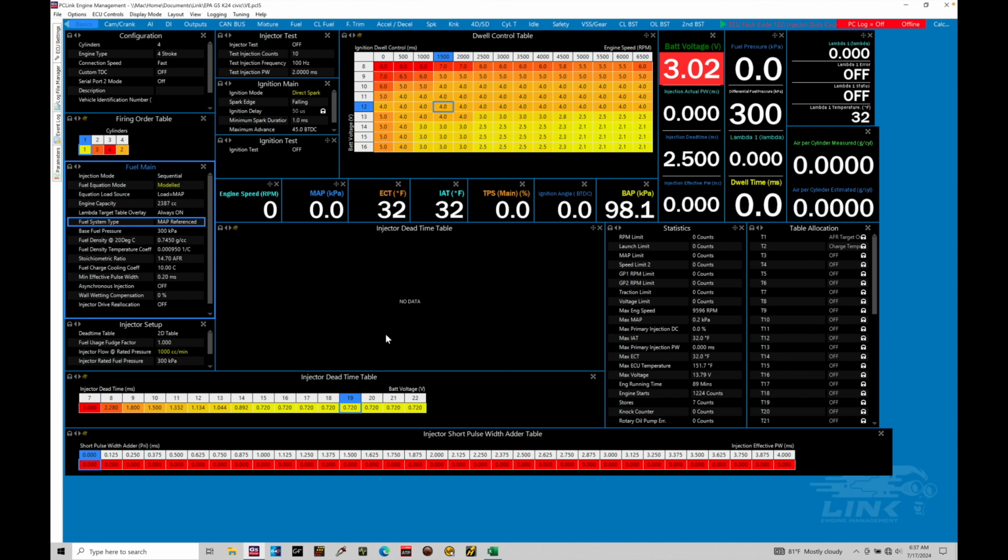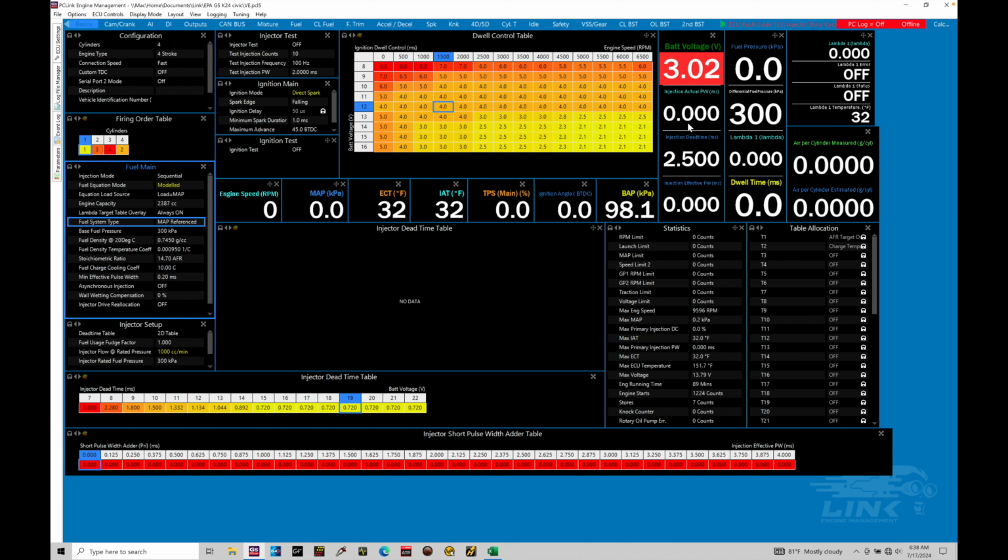Then we add our injector latency or dead time to the base pulse width coming from our dead time table. This can either be in a 2-dimensional or 3-dimensional format. We specify that right here. That's going to be our dead time. What we're left with is the injection actual pulse width. This is the total pulse width that we're sending to the fuel injector for it to pulse, to open and close, to spray the fuel into our engine.